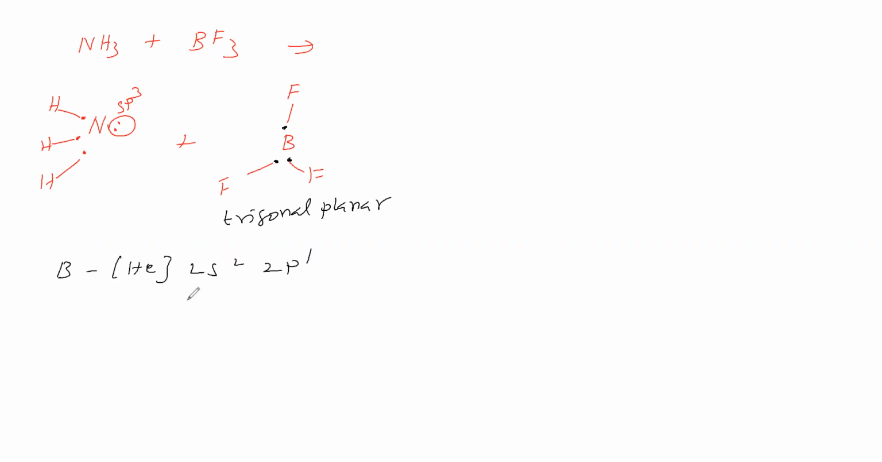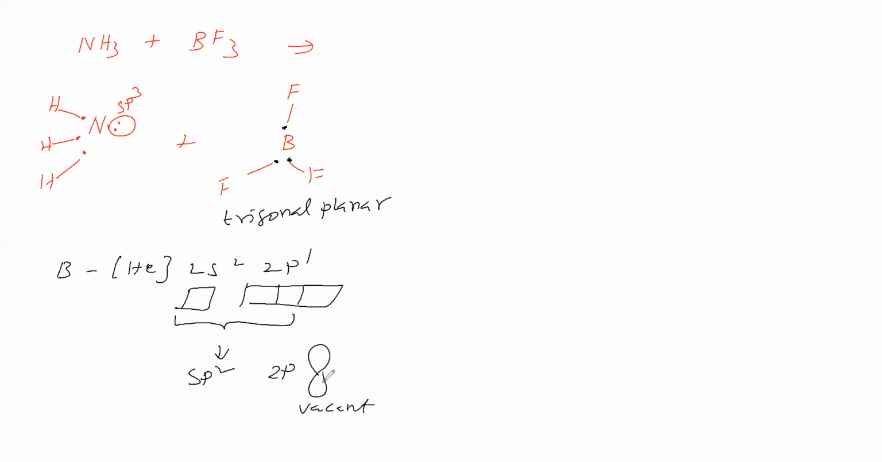Now the boron electronic configuration is helium 2s2 2p1. So 2s contains 1 orbital, and 2p contains 3 orbitals for boron. This boron has 3 sigma bonds, and 3 sigma bonds means 3 orbitals undergo intermixing and give hybridization. Therefore the hybridization is sp2, and the p orbital will be pure and vacant. These 3 bonds are formed by sp2 orbitals provided by boron, and it is trigonal planar.